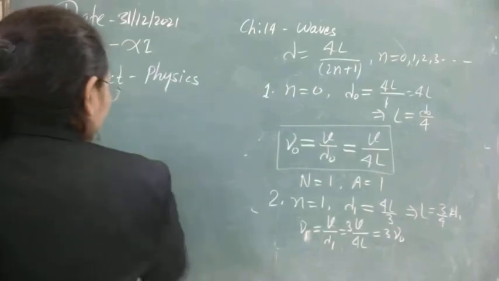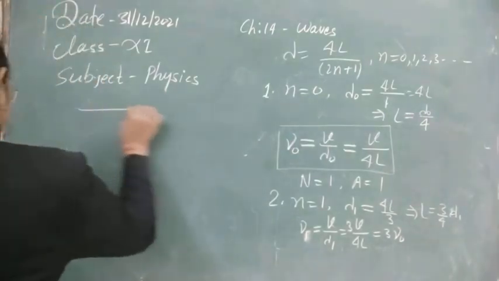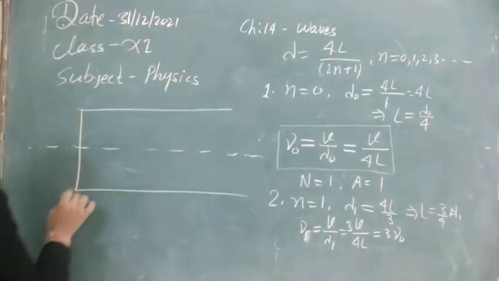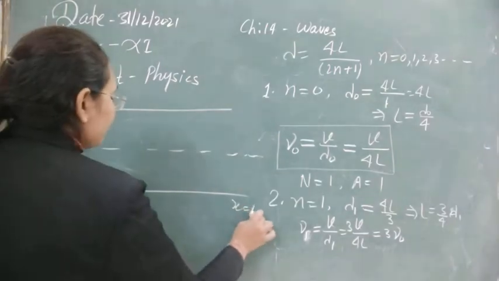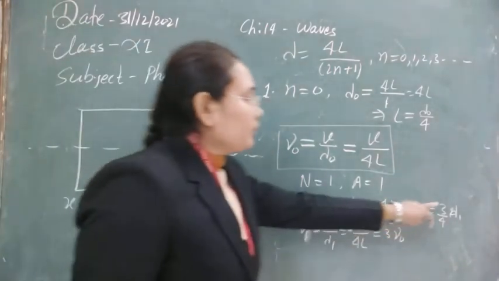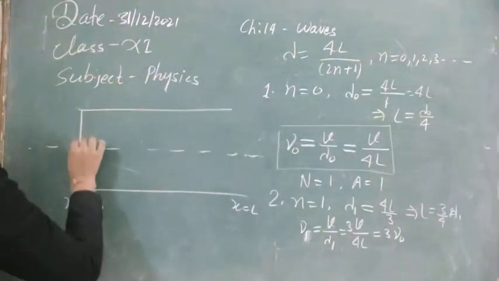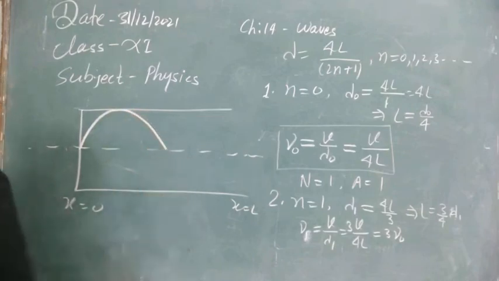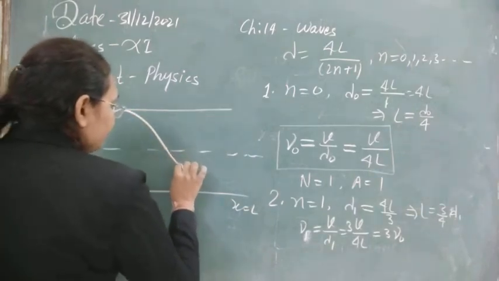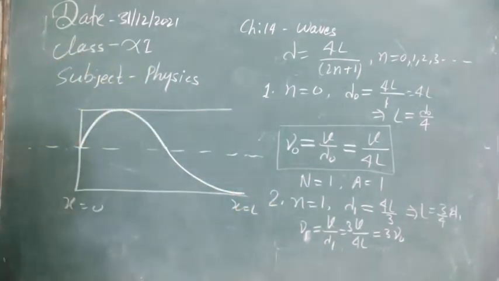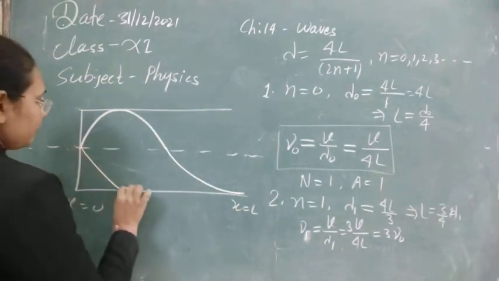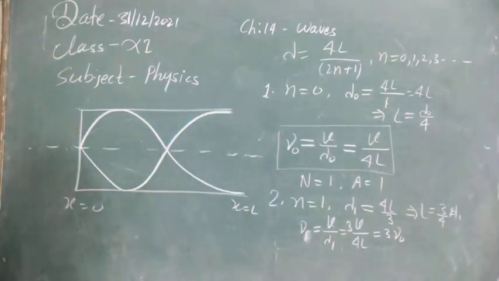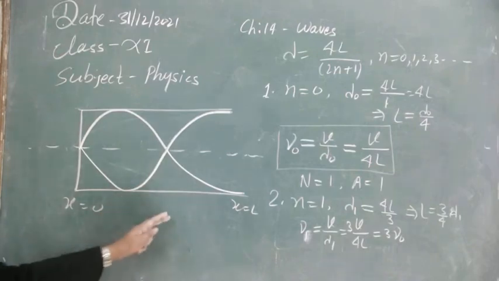Let me make it for n is equal to 1. So this is again our organ pipe. This end is x is equal to 0, this is x is equal to L. In this case, as we get 3/4 of the wavelength, a full half wave we will get here. This kind of half wave you got. Now 1/4 of the wave you will get. This is the 1/4 part, and similarly here in the opposite direction also you will get the same portion. So this is the generation of wave in the open organ tube for n is equal to 1.